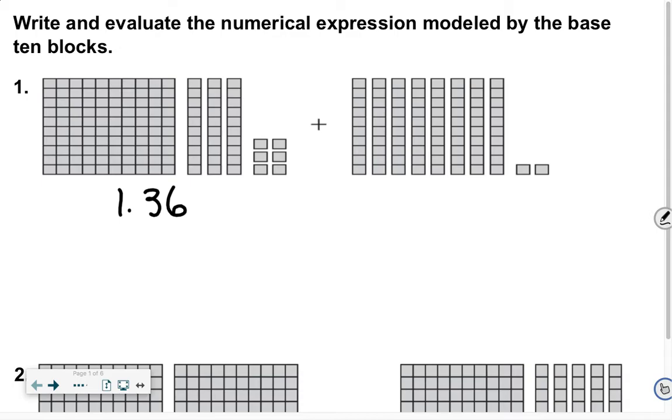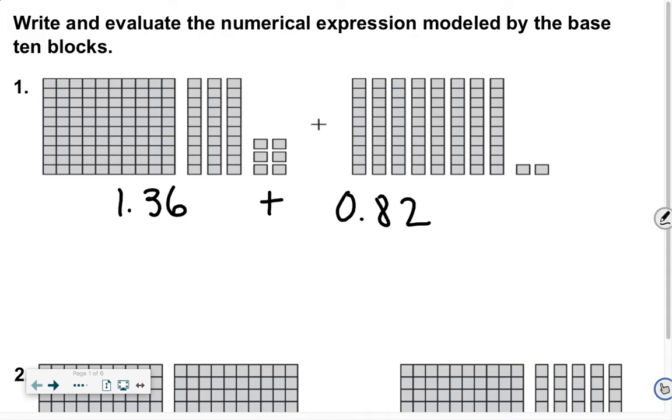Okay, how many is on the big one? 100. And then we've got 3 tens. And we have 6 ones. All right. Now, that would be plus, what's the second one there then? What's the second one going to be, Josie? 0.82.